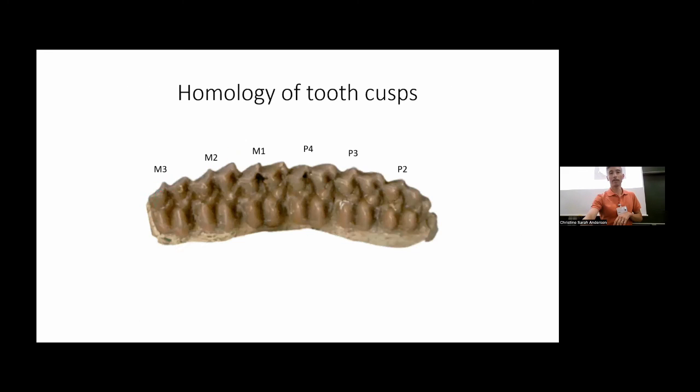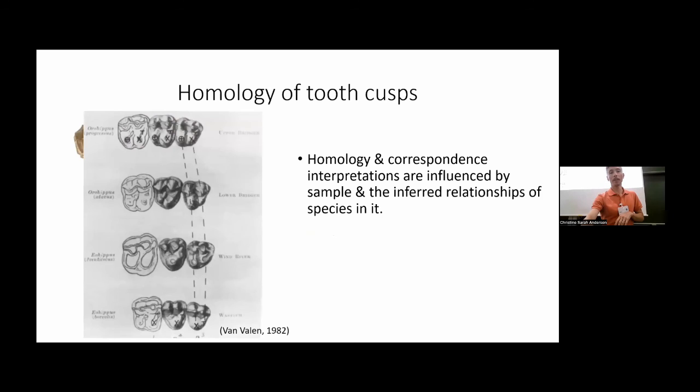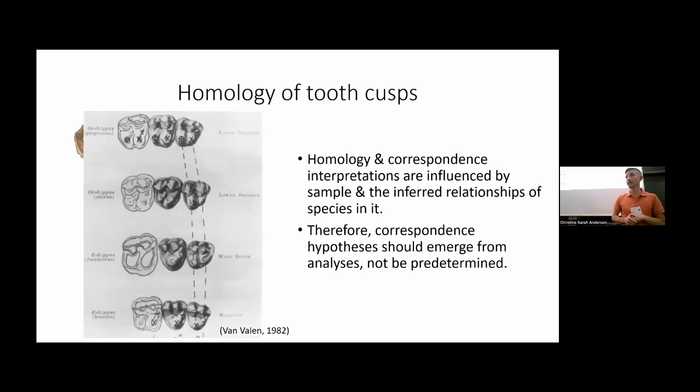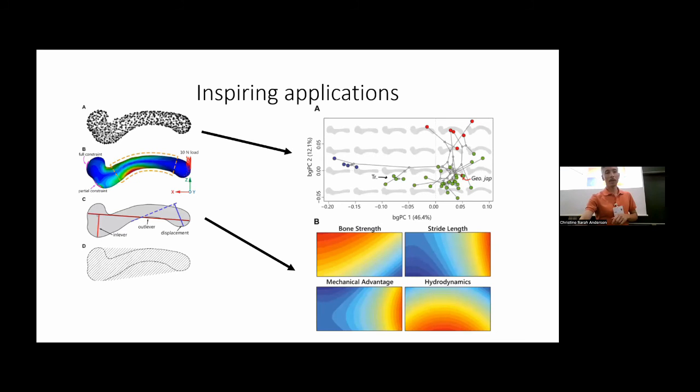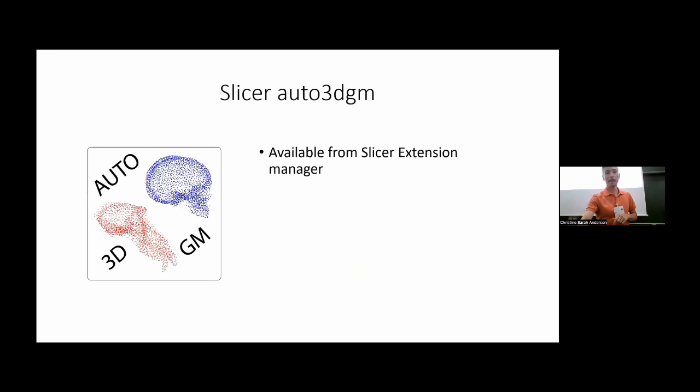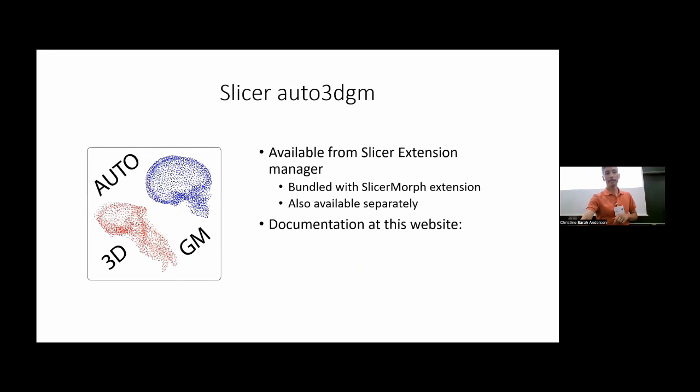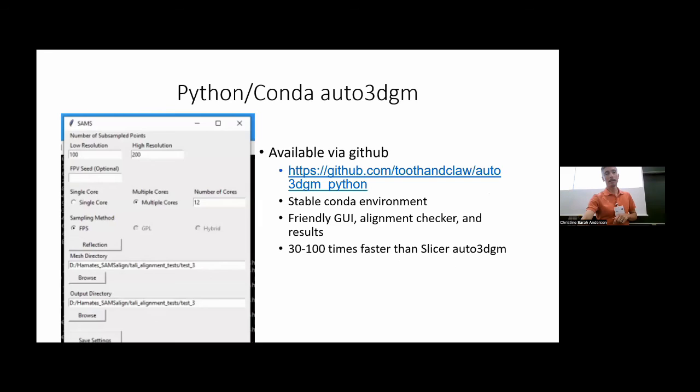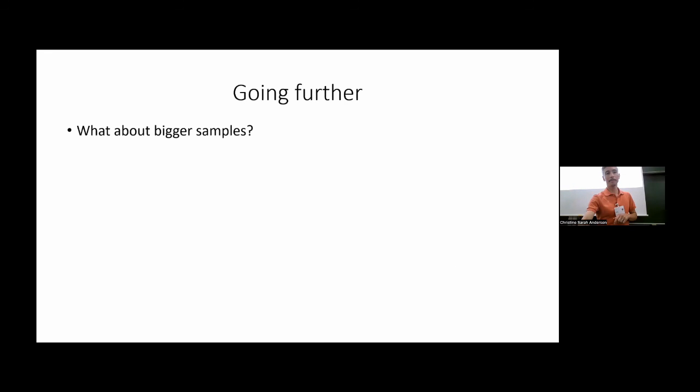There are all kinds of things you can ask about it. I do think one point is that it would be nice if correspondence hypotheses could emerge from our analyses instead of being predetermined by them. That's one point. So this is the new software.